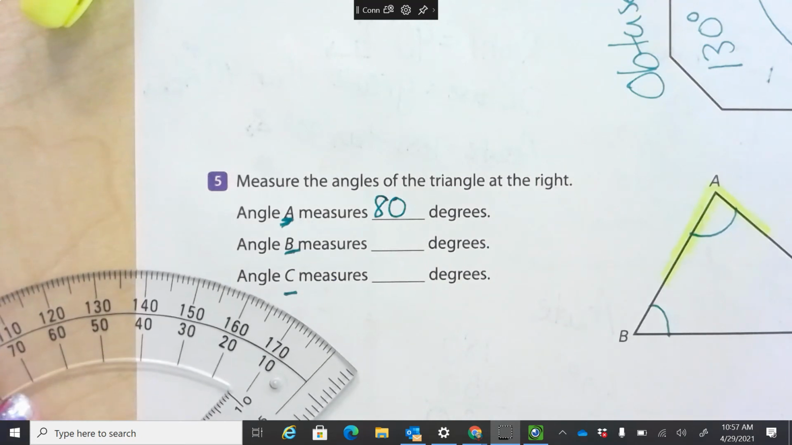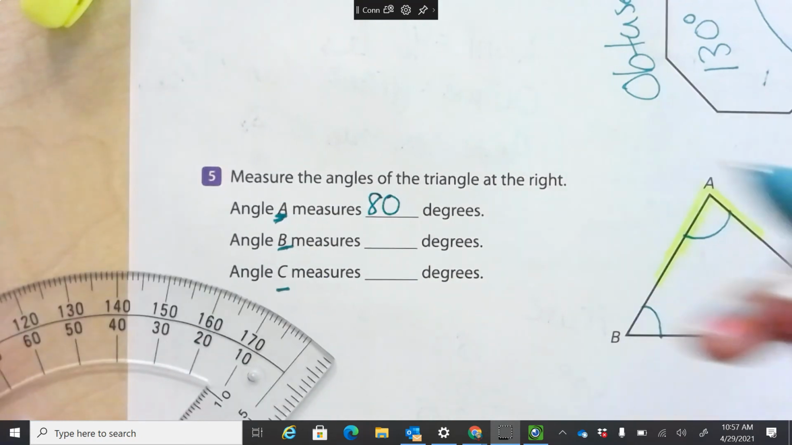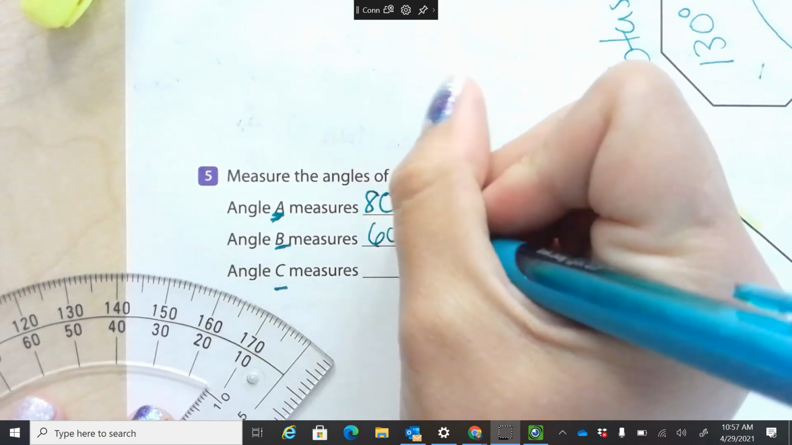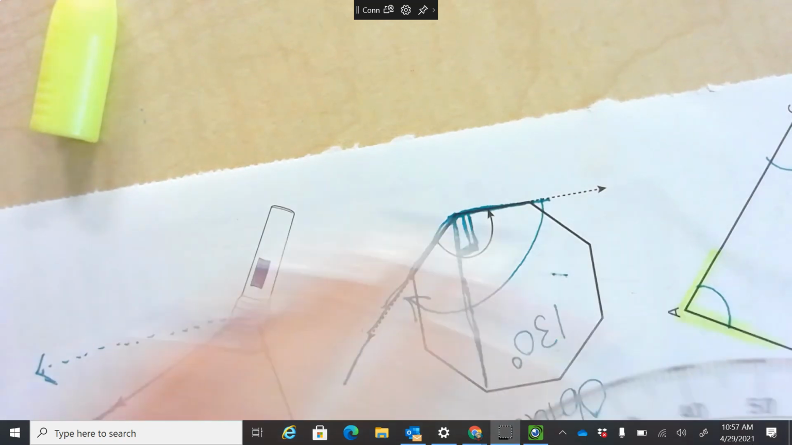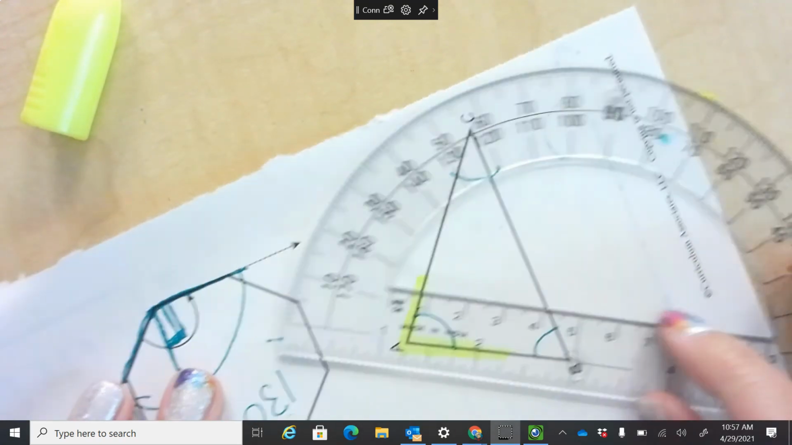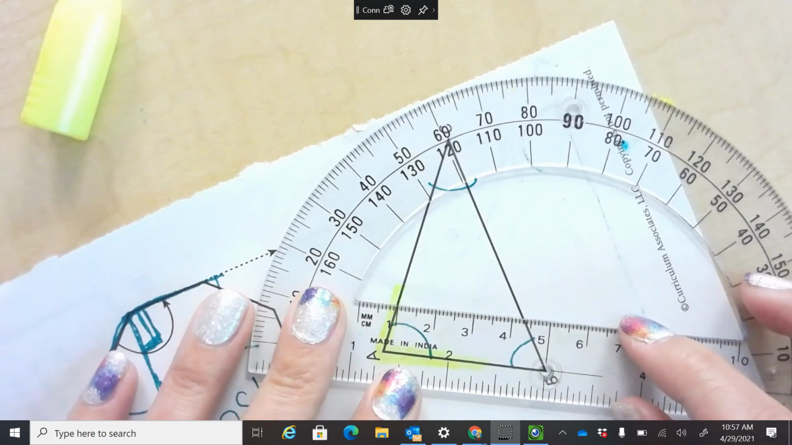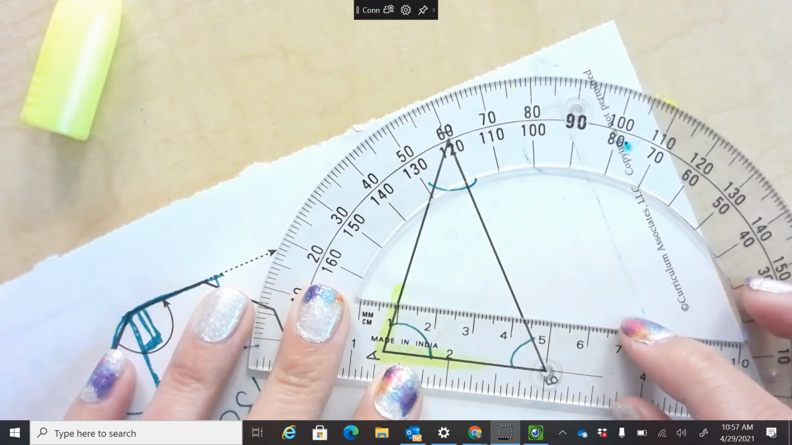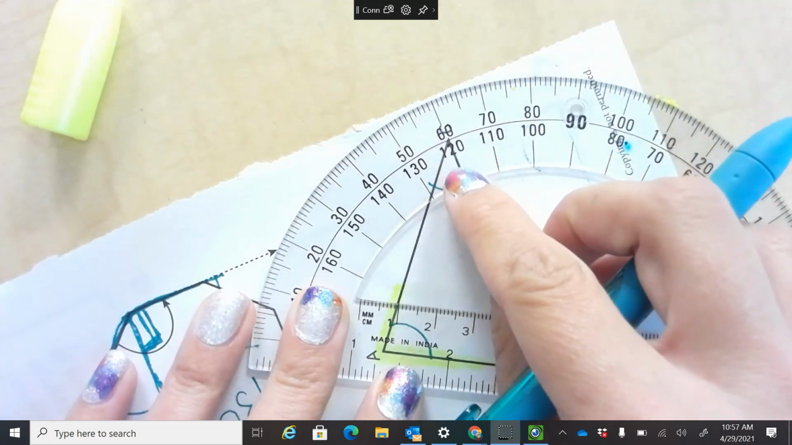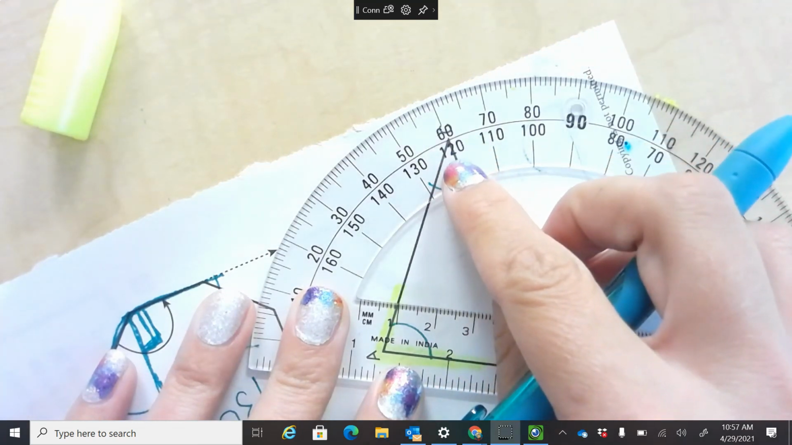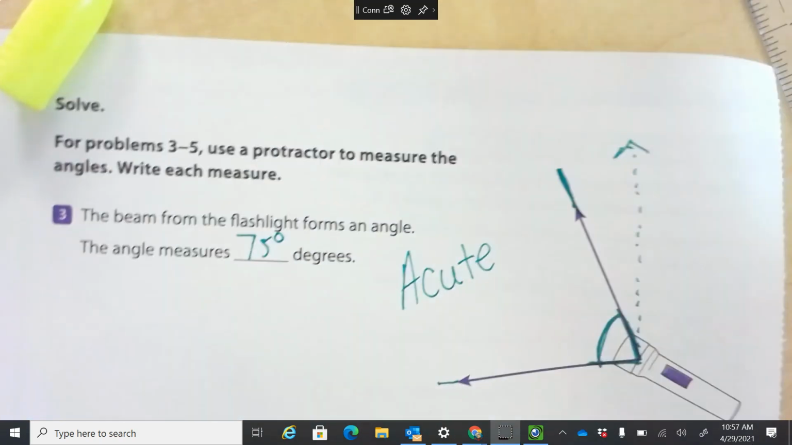Jack, what did you get for angle B? 60. Okay, let's check it. Jack says it's an acute angle and he got 60 degrees. So I'm going to put my protractor down. Make sure it's all lined up. Do you guys agree with Jack that this is 60 degrees? Yes. Okay, let's do C together.